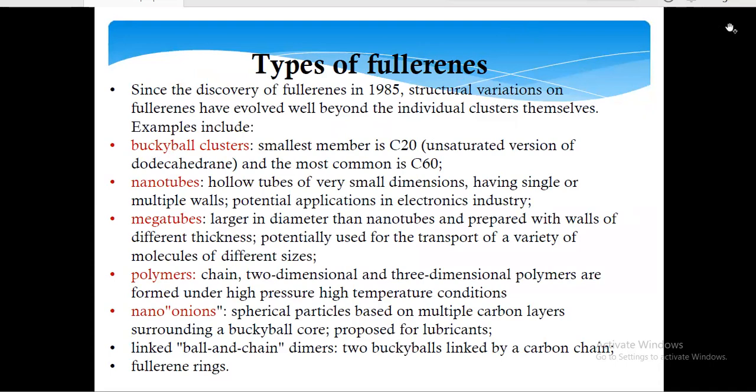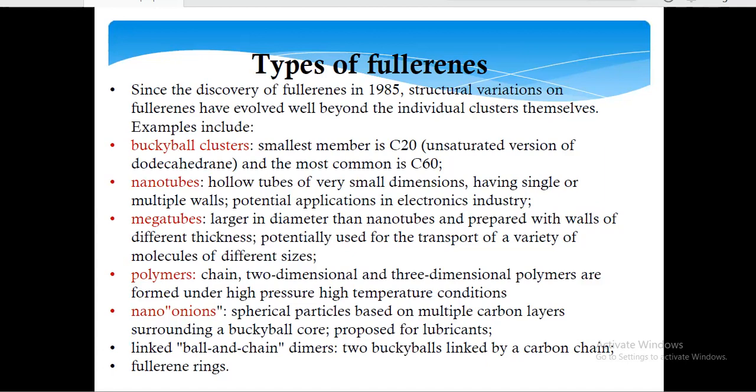The nanotubes are basically hollow tubes of very small dimensions having single or multiple walls. Potential applications are basically in the electronic industry. And megatubes are basically larger in diameter than nanotubes and are prepared with walls of different thickness, potentially used for the transport of a variety of molecules of different sizes. You must remember and keep this point in mind, that the application of megatubes is potentially the transport of a variety of molecules of different sizes. Polymers: chain polymers, two-dimensional and three-dimensional polymers are formed under high pressure, high temperature conditions.